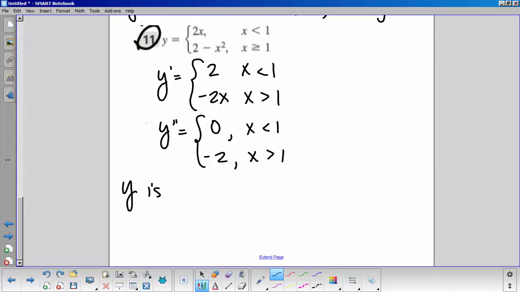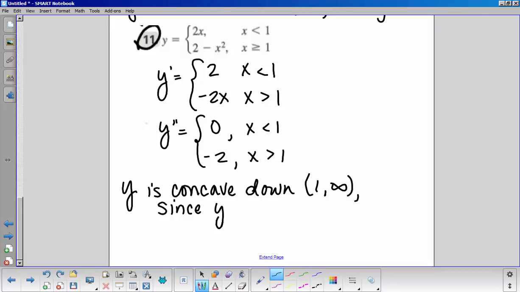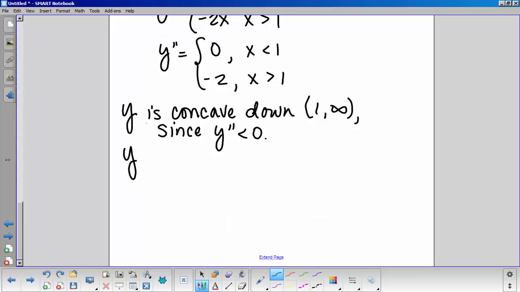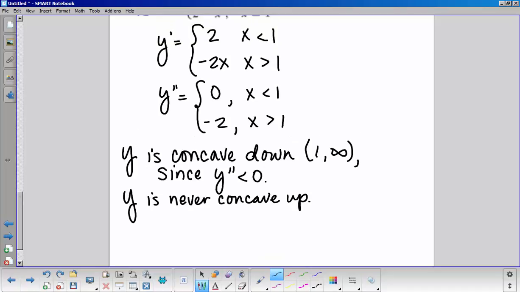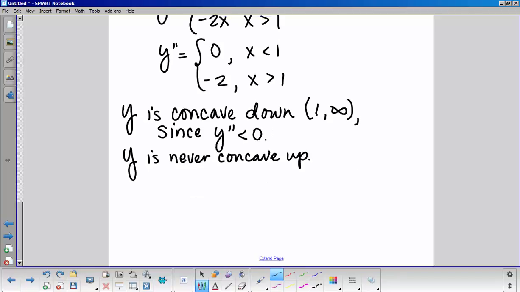So we can say y is concave down from 1 to infinity since y double prime is less than 0. What does the 0 in the second derivative mean? That means it's got no concavity, which means it's linear. It has no curvature, it's just a line, right? So you can say y is never concave up. But you're saying the second derivative is linear? No, I'm saying the parent function is linear because the second derivative is 0. Oh, that makes sense. Because it has no curvature to it.